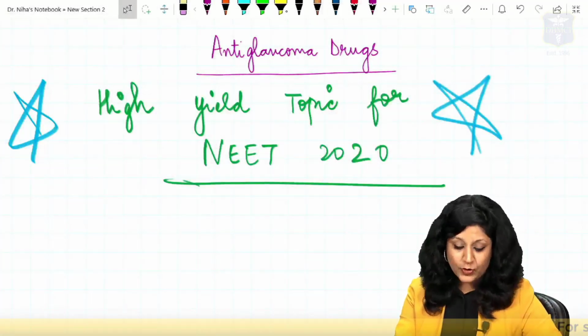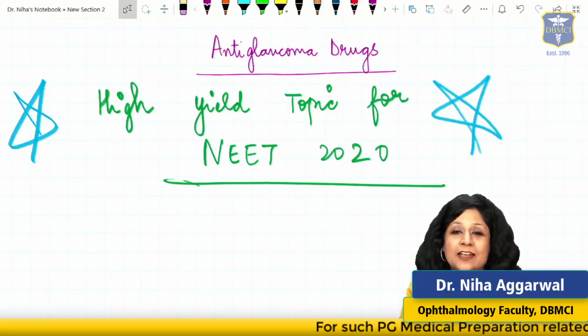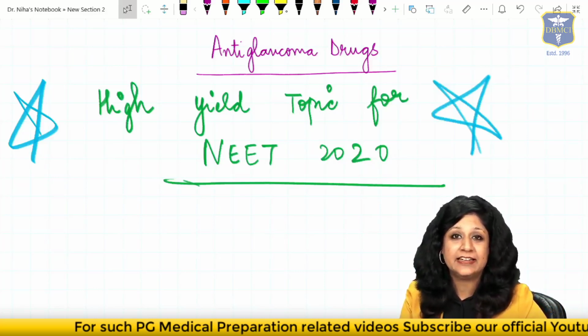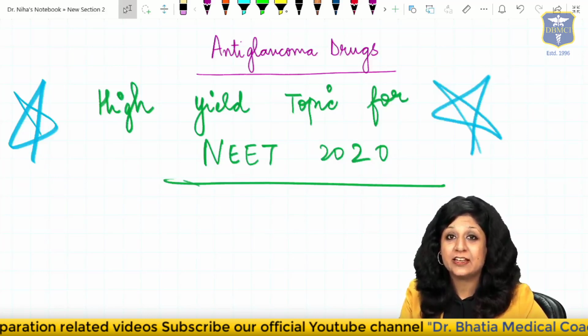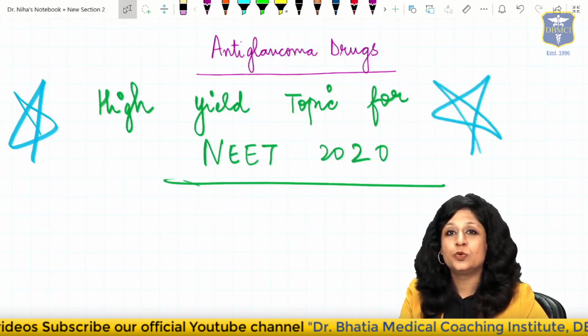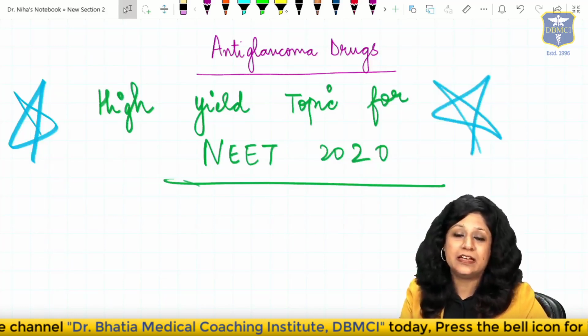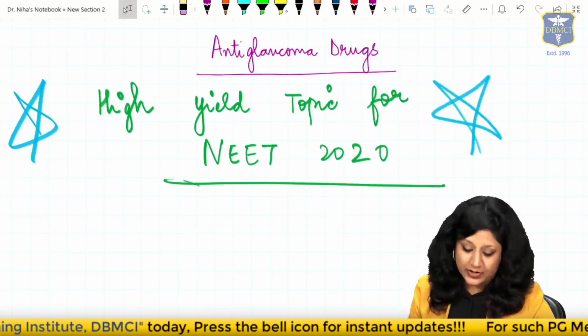Friends, so on popular demand, I am here with the anti-glaucoma drugs. This is again a very high yielding topic, recently asked in AIIMS November 2019, and again I am hoping to get MCQs from this topic in NEET 2020. So let's begin with the anti-glaucoma drugs.